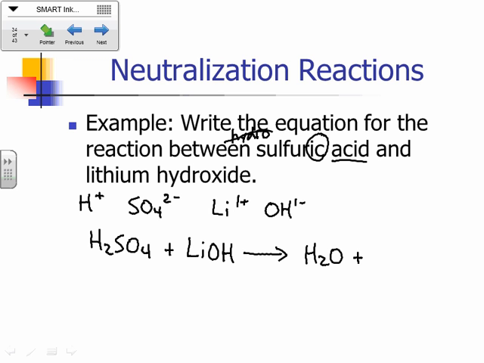And the stuff that's left over, we've got lithium and we've got sulfate. Now again, lithium has a 1 plus charge, sulfate is a 2 minus. So when we crisscross charges, we're going to end up with Li2SO4.